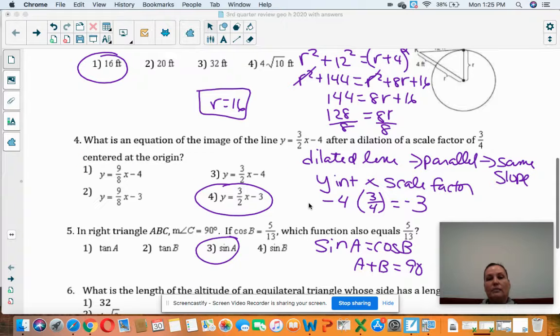Question 4 is talking about dilating a line. Remember, when I dilate a line, I get another line that's parallel. And you have to remember that parallel lines have the same slope. So I'm actually not going to do anything at all to my slope. I'm going to leave my slope alone.